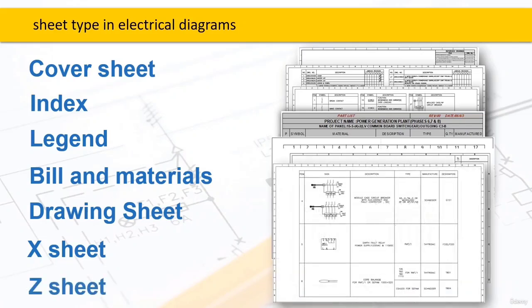And lastly, number 7 is called Z sheet. Now in this type of sheet, we can find stuff such as some symbols or the type of the equipment that we have used, and basically just more information or more details on the stuff that we have set in the drawing sheet.